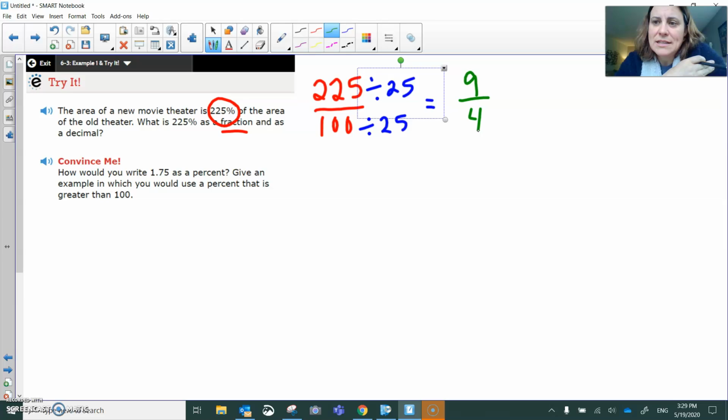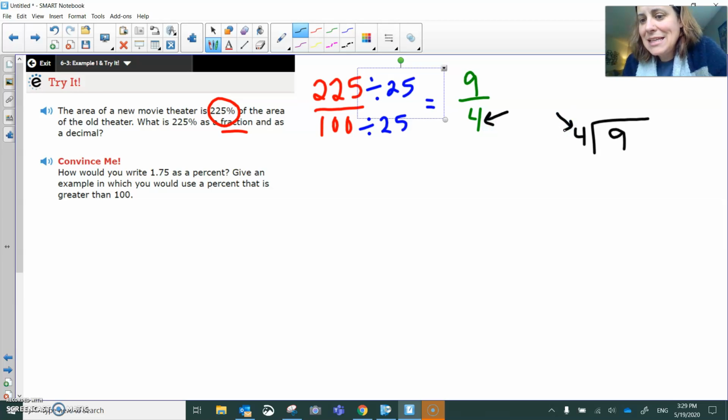And then we're supposed to write it as a decimal. You have a couple options to write this as a decimal. You absolutely can do long division. And you might be groaning right now. Remember, the number on bottom goes on the outside. I can take 4 out of 9 twice.